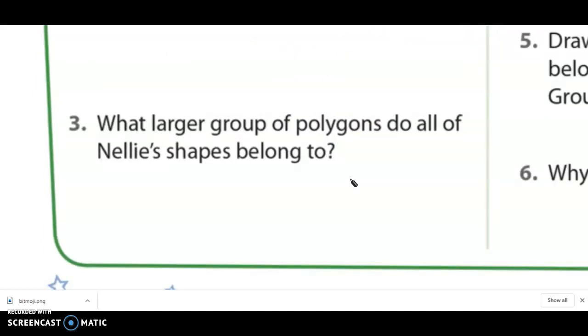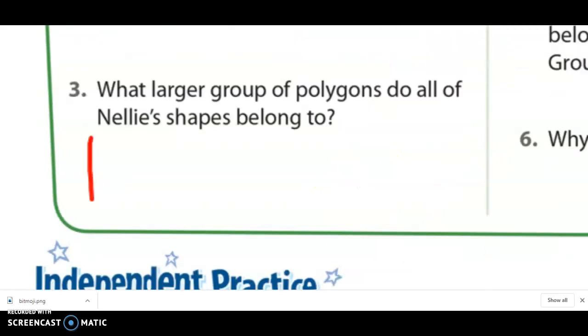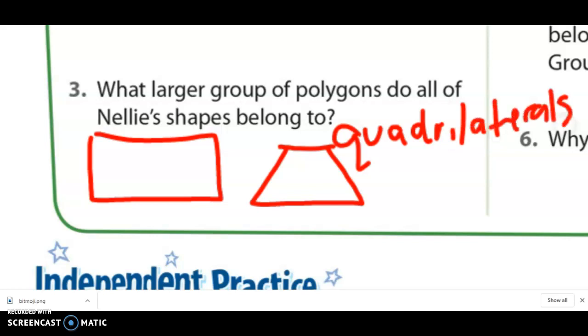What larger group of polygons do all of those shapes belong to? So if we were to call this or this, what do they both belong to? Well, they're not squares, they're not both rectangles, they're not both rhombuses, they're not both parallelograms, because this only has 1 set of parallel sides, but they are all quadrilaterals. So that's the most specific name we could give both of those.